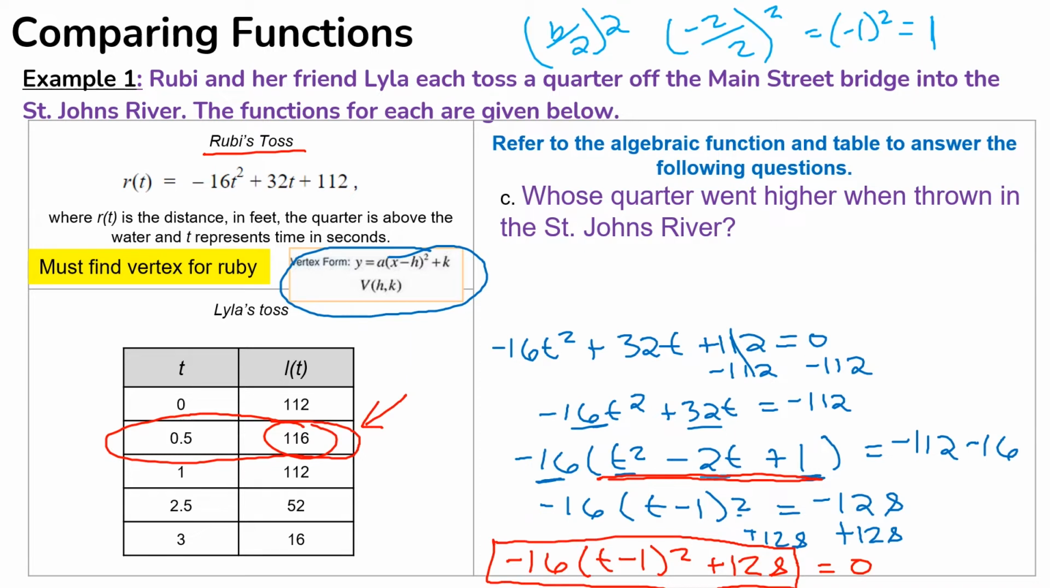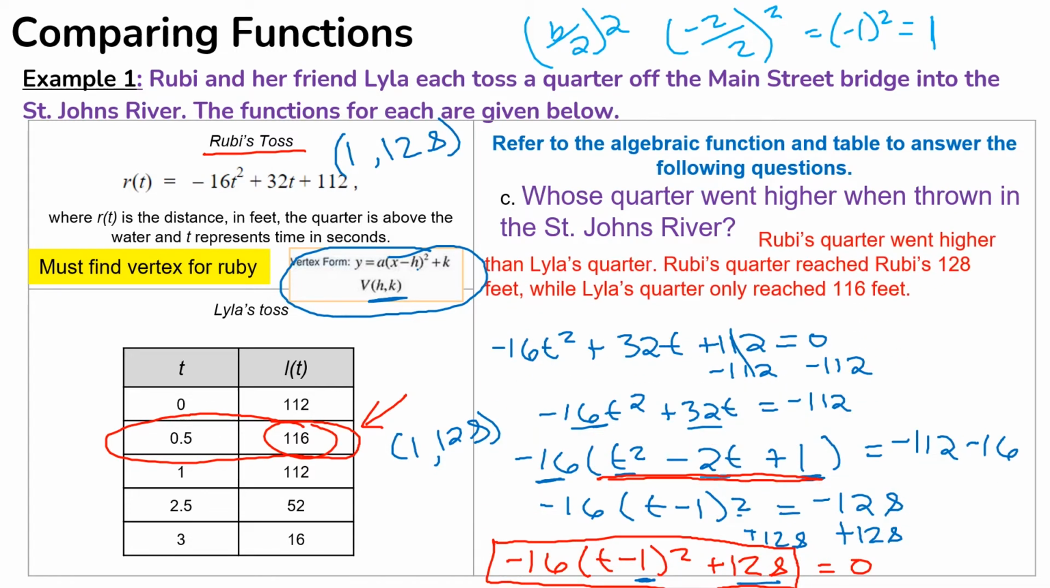So my vertex is h and k. So if we look here, h is next to this minus sign. If that were a plus, it would be the opposite. So my h is 1 and my k is 128. So the vertex for Ruby was 128. So that was her highest point. So whose ball was thrown the highest? It was Ruby. Ruby's quarter reached 128 feet, while Lila's quarter only reached 116 feet.